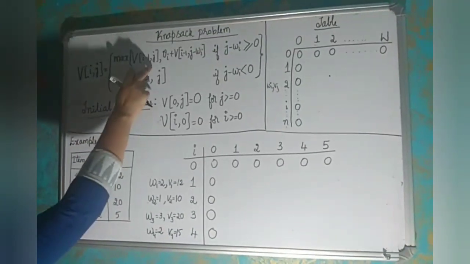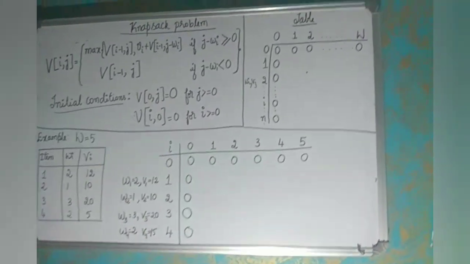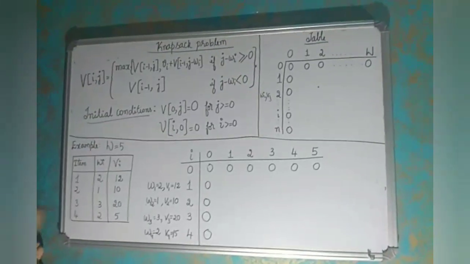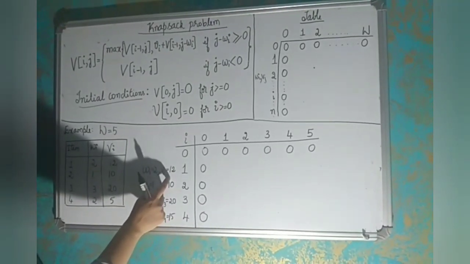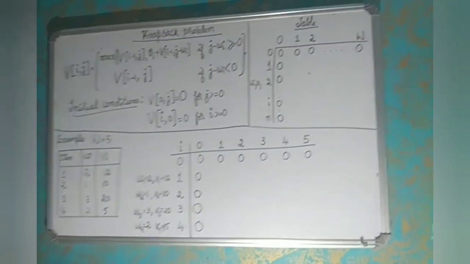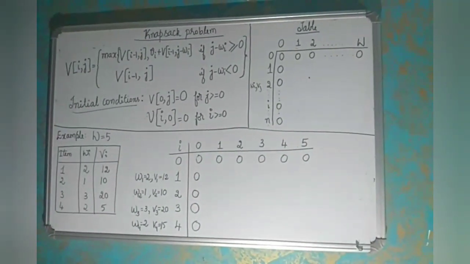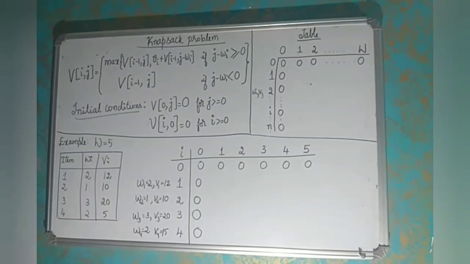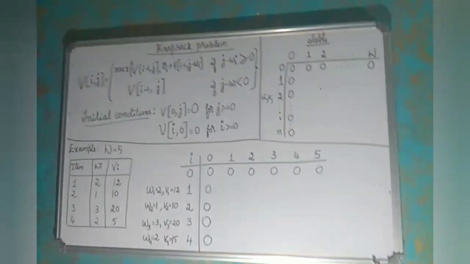Comma, max of this value, comma vi. vi is nothing but the value of each item. If you are considering the first item, what is the value of that item? That is how we represent the value of each item. vi plus capital V of i minus 1. i minus 1 is again the previous row. j minus wi. wi is nothing but the weight of the item. So j minus wi.